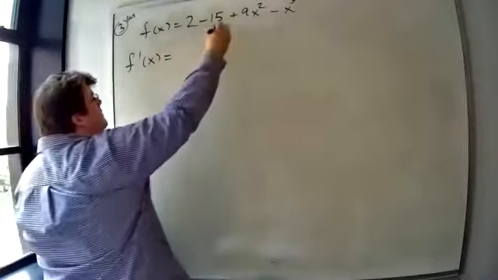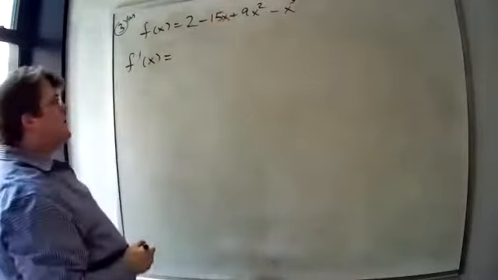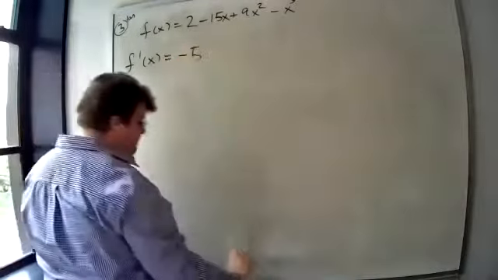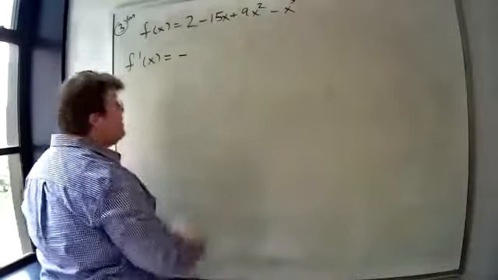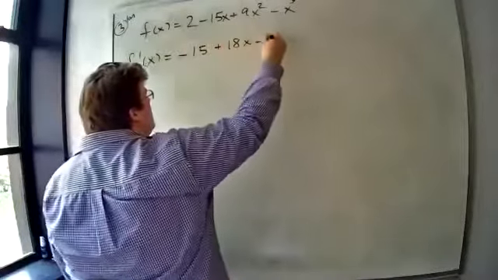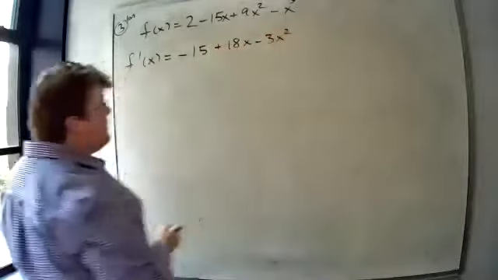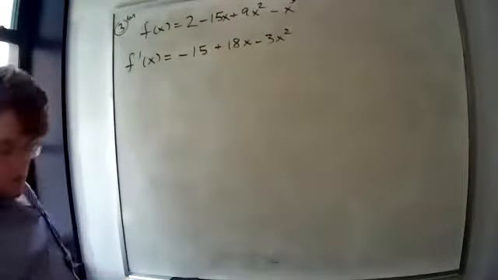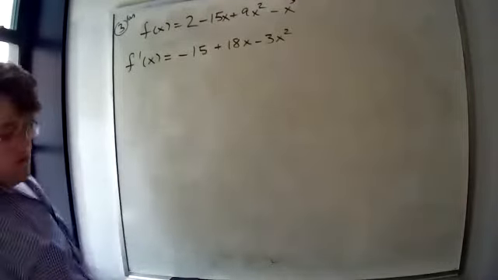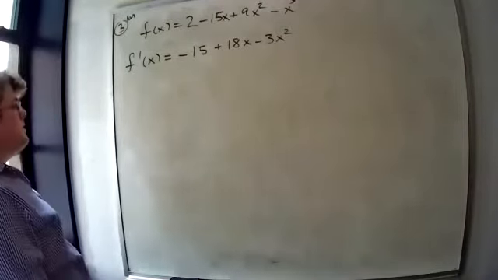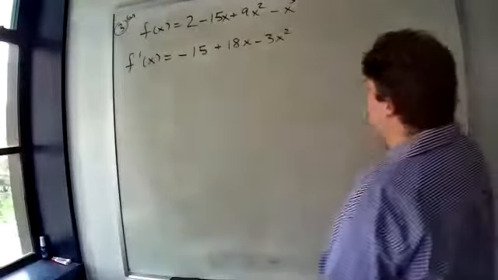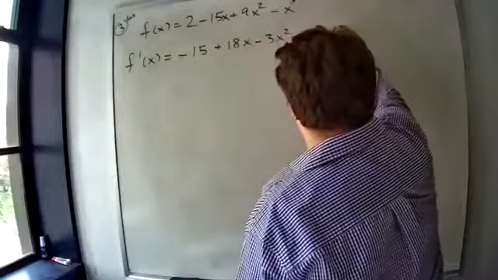So we need our derivative. That's -15x. Sorry about that. Our derivative, -15 plus 18x minus 3x squared. We want where this equals 0. Just make sure I wrote that equation right. We want where this equals 0. Well, I'm going to pull a -3 out and write the x squared first because I see them easier like that.